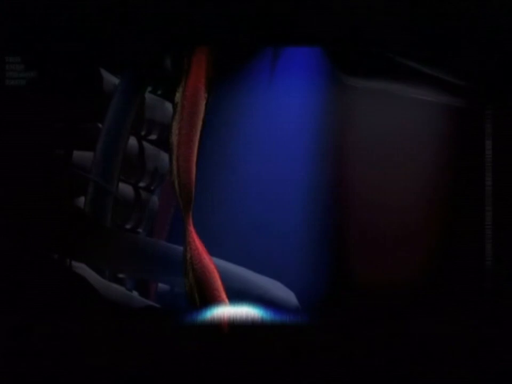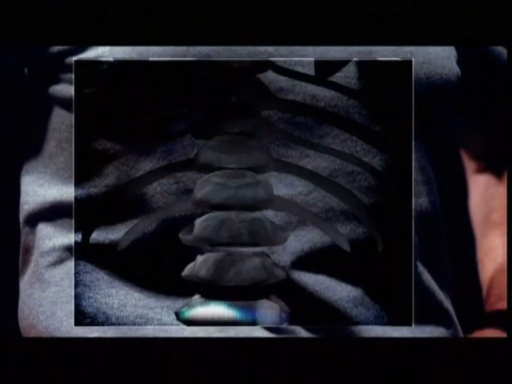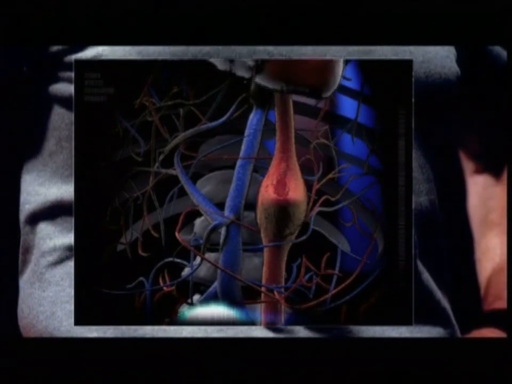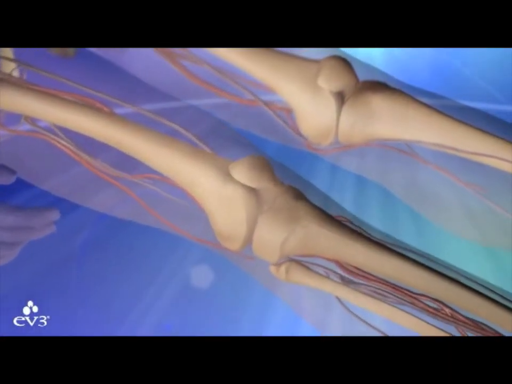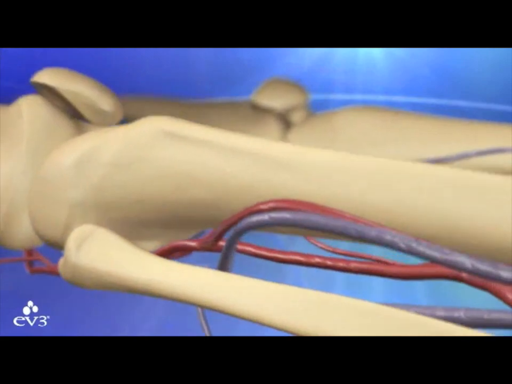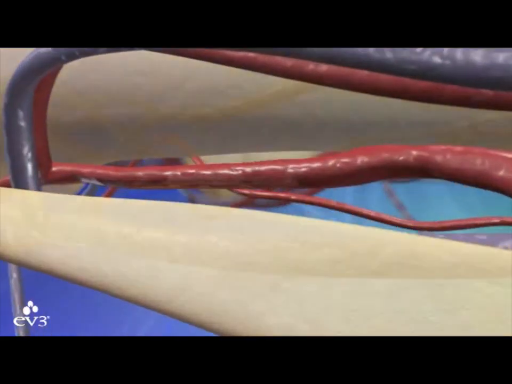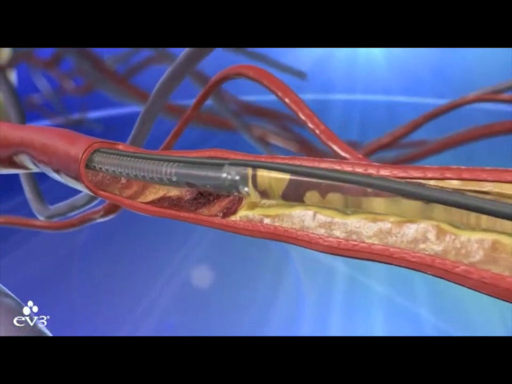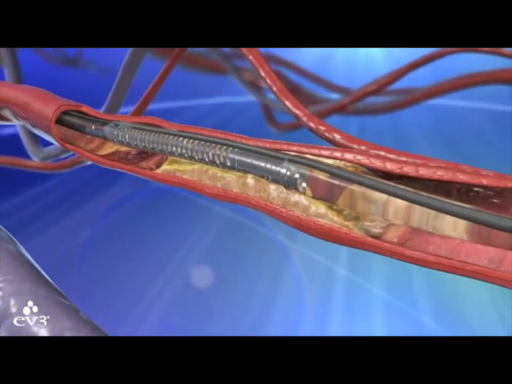We treat blockages in the carotid arteries. We can now fix aneurysms without surgery. We treat blockages to the arms, to the kidneys, blockages in the big vessels that feed the legs. And we also can aid in what's called limb salvage, where we can actually open up the very small vessels below the knee to hopefully limit amputation or avoid amputation altogether.